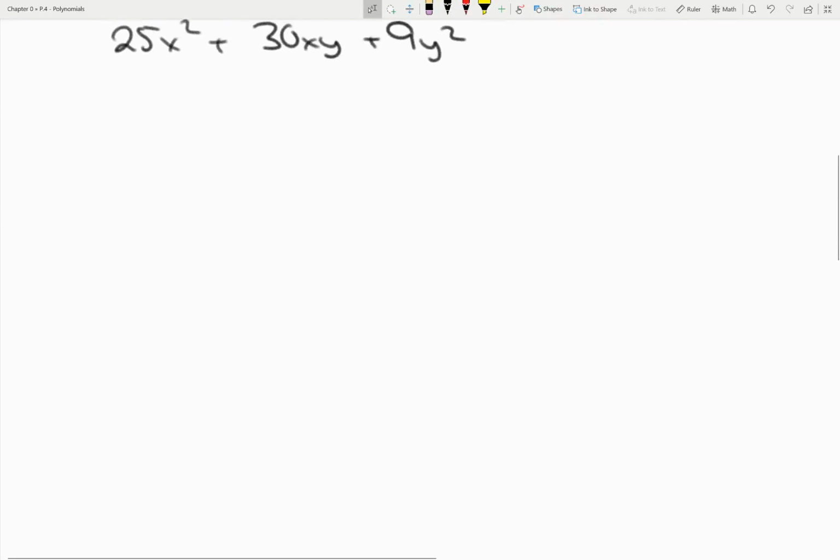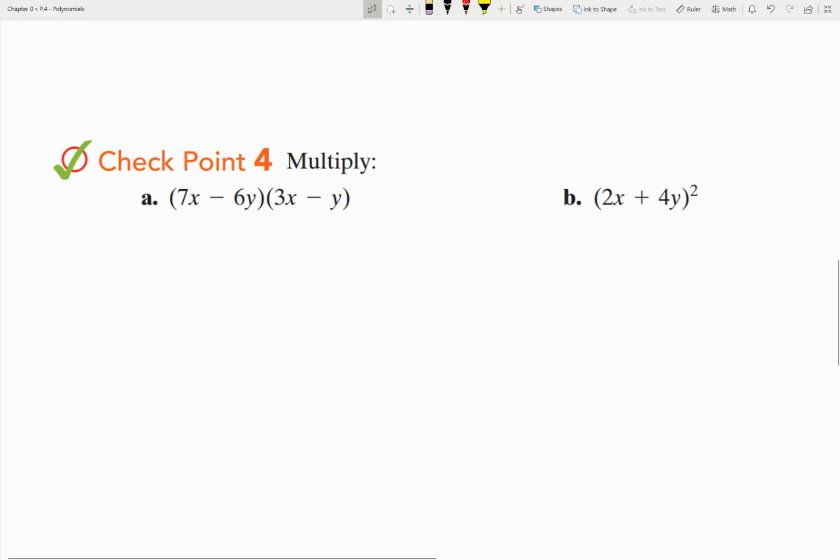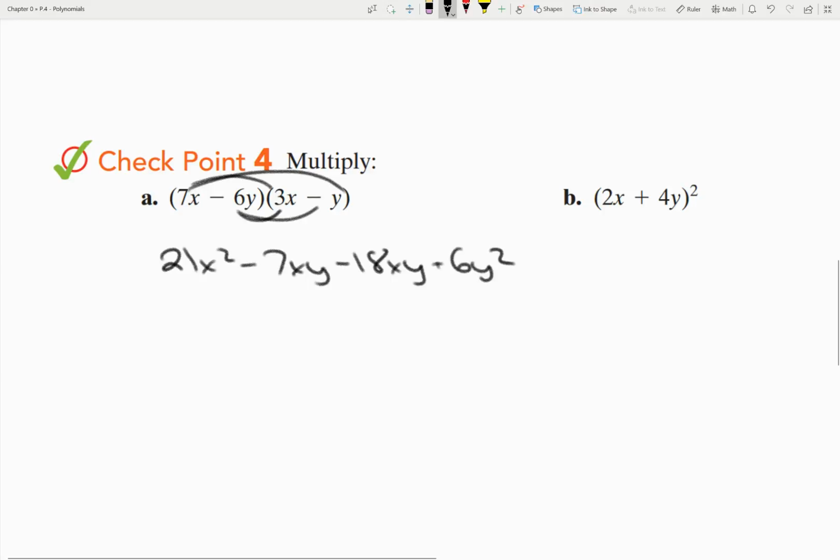Let's try our checkpoints and do both of these again. So we'll FOIL the first one. We get 21x squared minus 7xy minus 18xy, and then a minus, so that's plus 6y squared, to give me 21x squared.